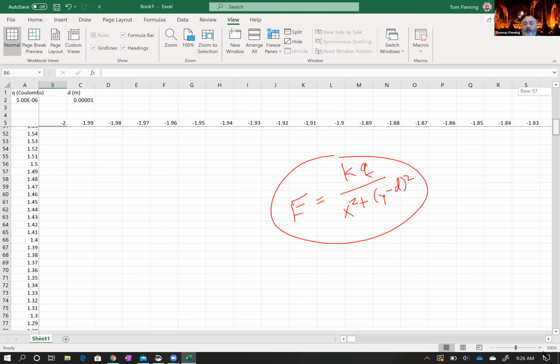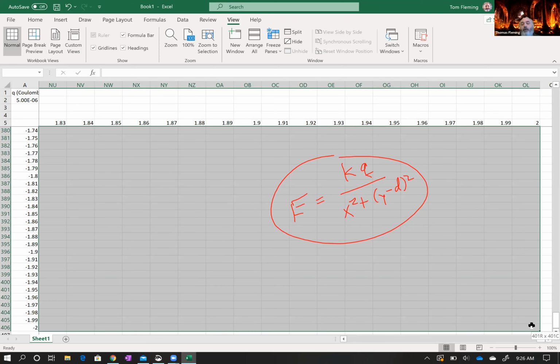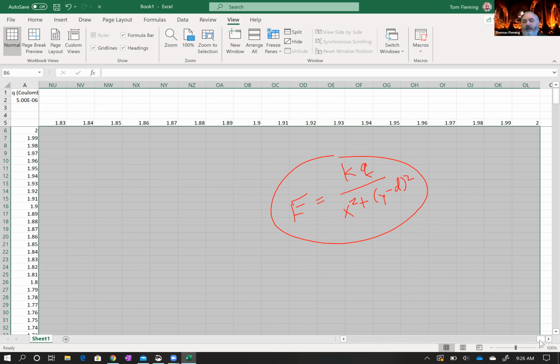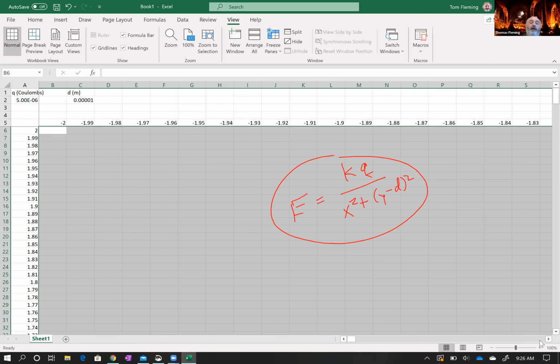I'm going to drag all the way down, drag all the way over, and then I'm going to hold down Shift and click in the lower right-hand corner. And you can see that what it has done is it's selected every cell in between the two cells that I clicked on. So now I'm going to use the scroll bars to scroll back up, just because I like to be over there. But I have the entire field selected.